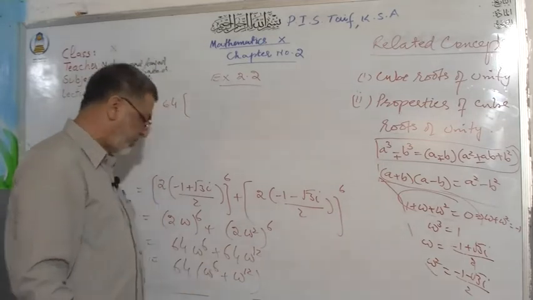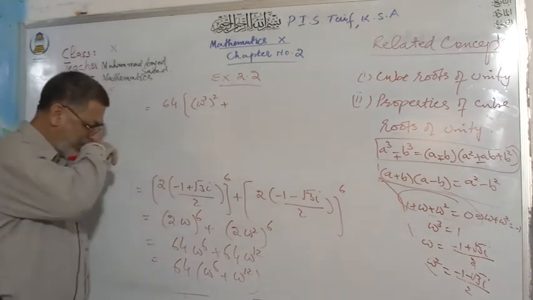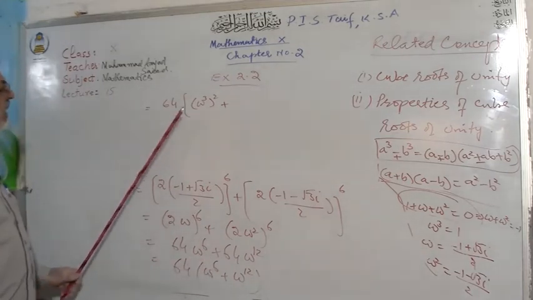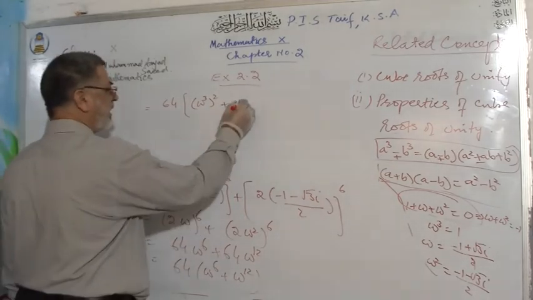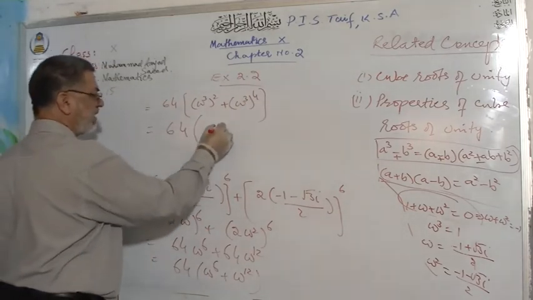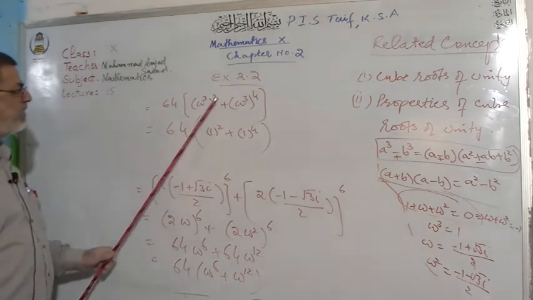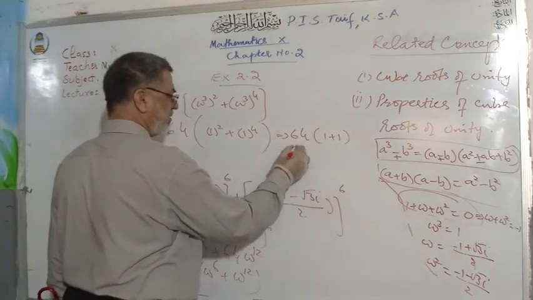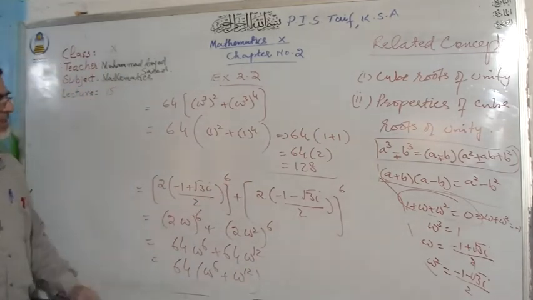Omega cube. You will bring omega cube. So what about omega 6? You can write down omega cube whole square. Power over power both are multiplied, it will become omega 6. But here is omega cube, meaning 1. Similarly, omega 12 can be written as omega cube power 4. 64 into 1 square, then 1 power 4. Actually, omega cube was 1. So here is 64 into 1 plus 1, 64 into 2, 128. That is your answer.